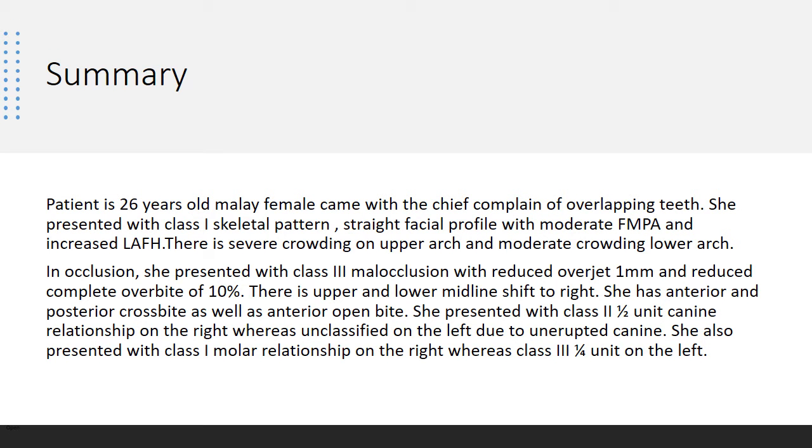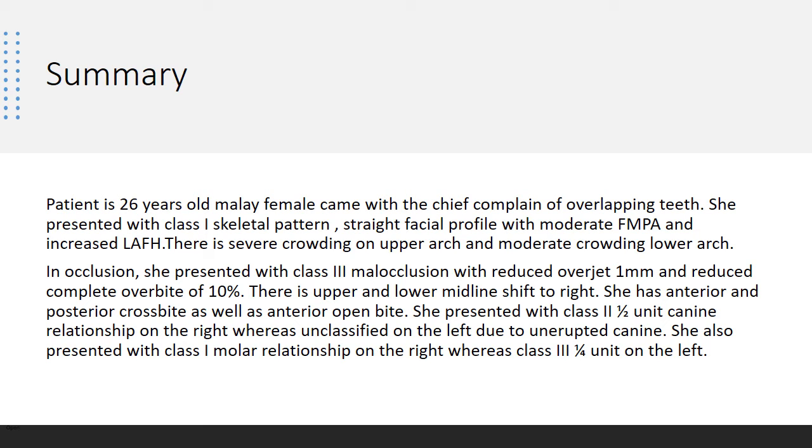Summary of this case. The patient is a 26-year-old Malay female who came with the chief complaint of overlapping teeth. She presented with a class 1 skeletal pattern, straight facial profile with moderate FMPA and increased lower anterior facial height. There is severe crowding on the upper arch and moderate crowding on the lower arch. In occlusion, she presented with class 3 malocclusion with reduced overjet of 1 mm and reduced complete overbite of 10%. There is upper and lower midline shift to the right. She has anterior and posterior crossbite as well as anterior open bite.